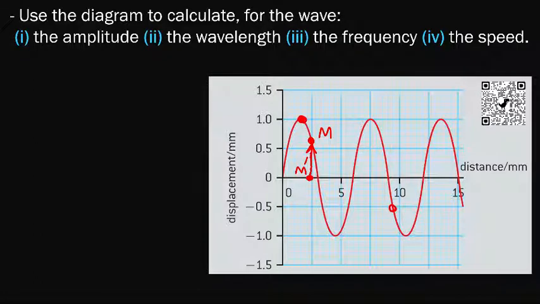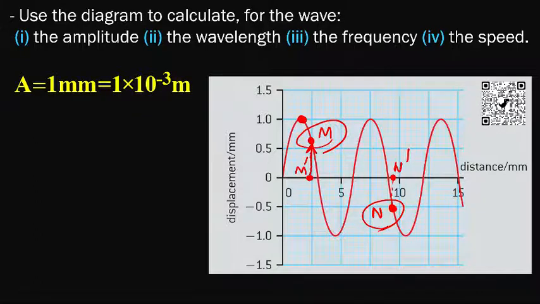For any other particle, the situation is the same. Any other particle like N will have its equilibrium position like N prime on the horizontal axis, and the maximum deviation from its equilibrium position will be exactly 1 millimeter up or down. You know that M, N, or any other particle will not move rightward or leftward. They just oscillate up and down. So the amplitude of the wave will be the amplitude of each particle. So I can write it in SI units as 1 times 10 to the negative 3 meters.